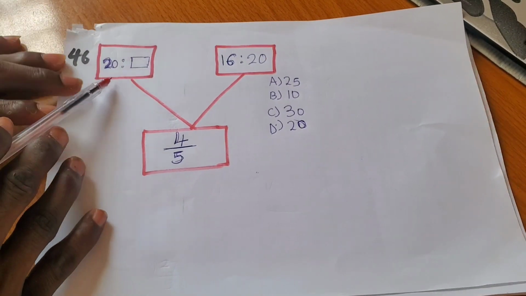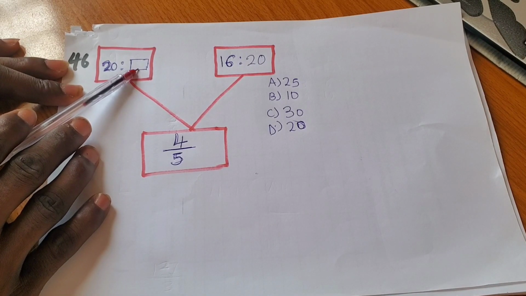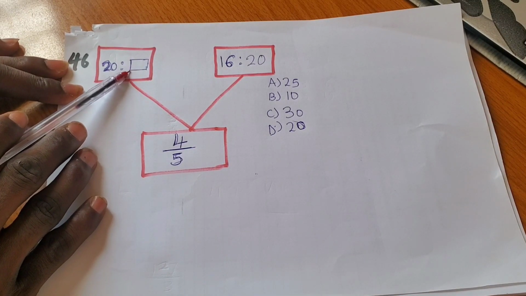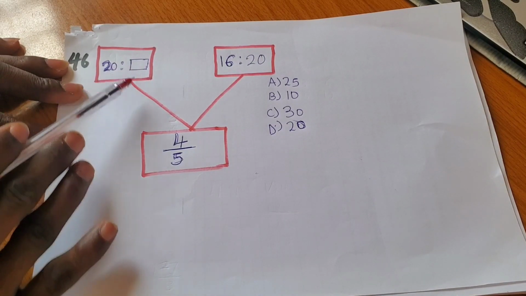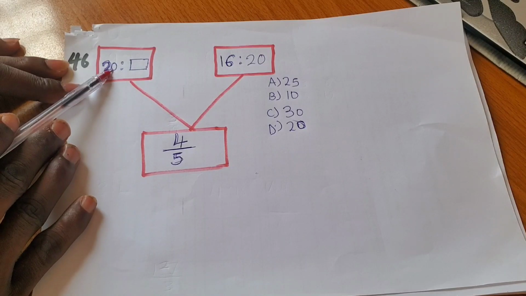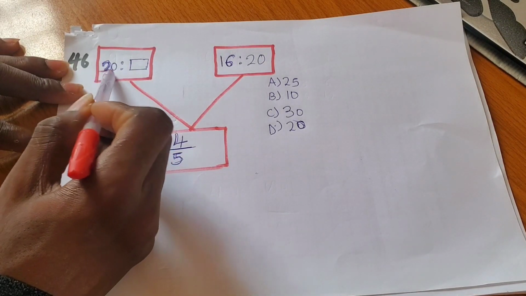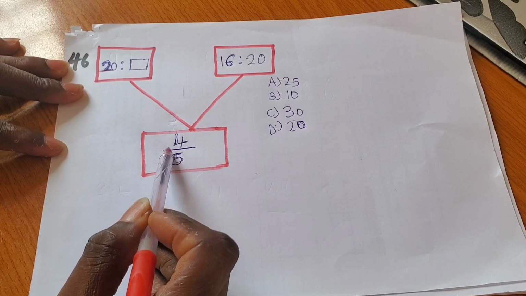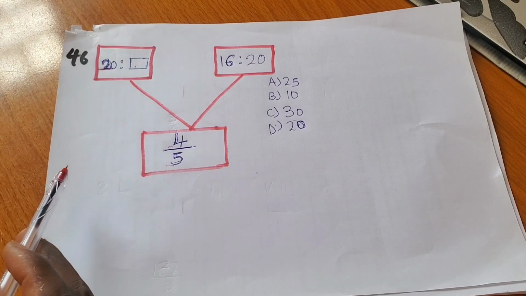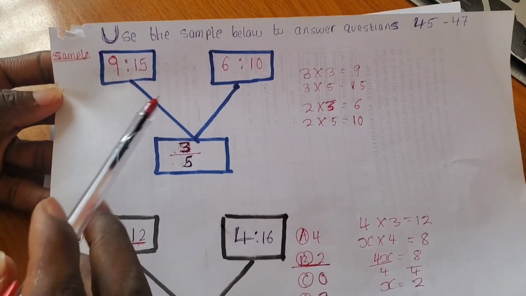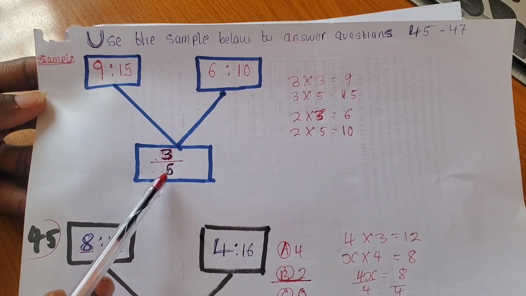We have a ratio of 20. We are told to find the value that will be here. Now from the patterns of questions that we saw earlier, we know that this box corresponds to the denominator and this box corresponds to the numerator. We are given this and we are given 4. From the sample that we are given, we know that it is the same value that we multiply the numerator by that we are going to multiply the denominator by to get the value here.